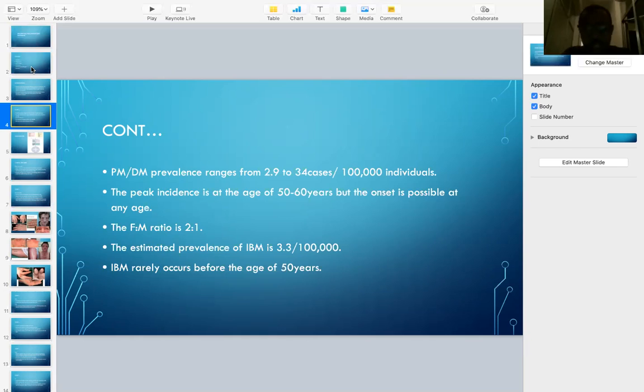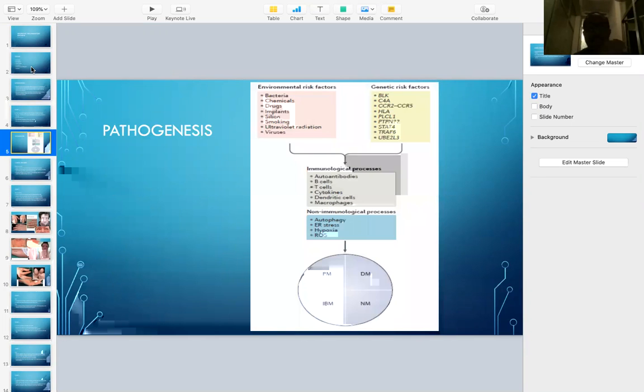Inclusion body myositis rarely occurs before the age of 50 years and dominantly affects male patients. And the other categories like immune-mediated necrotizing myositis are more common in females, and it can occur at any age, and it affects 3 times more females than the male population. The overlap myositis groups vary depending on the underlying overlapping diseases as well. But commonly females are affected dominantly, except in inclusion body myositis, where males are dominantly affected.